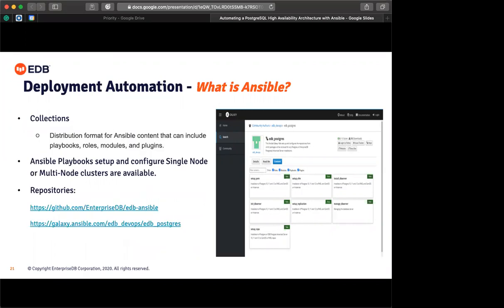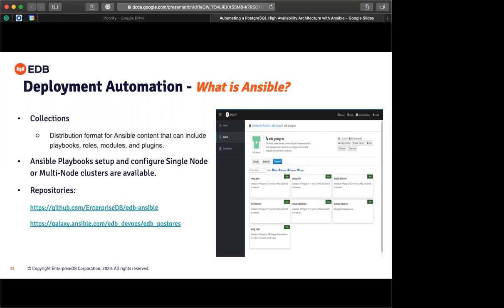There is one more well-known concept called a collection. This is very new to the Ansible community because it happened this year. It's a new concept introduced by the community called collections. Collections is a way of packaging all your playbooks, roles, modules, and plugins together so that you can distribute them to your internal users or to your customers. EDB has its own collection too, which is available in Ansible Galaxy. We do have a repository; you can see the link here on github.com.